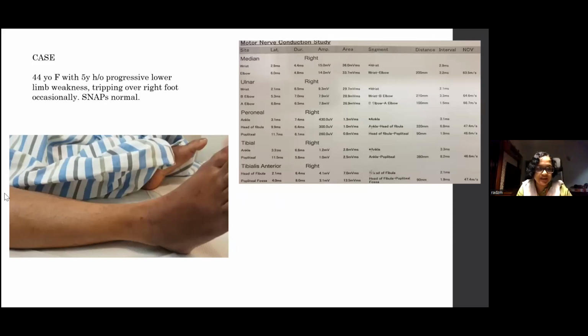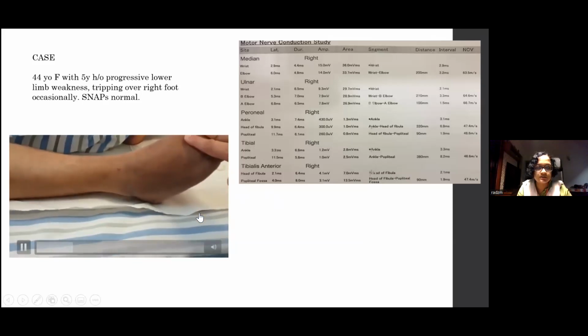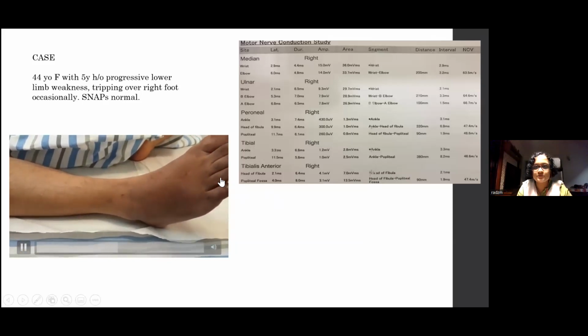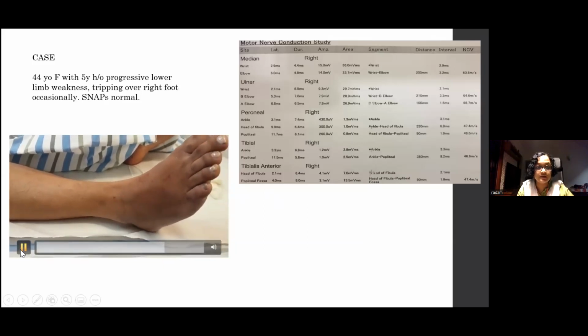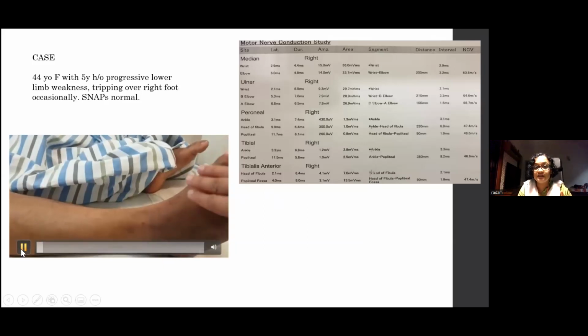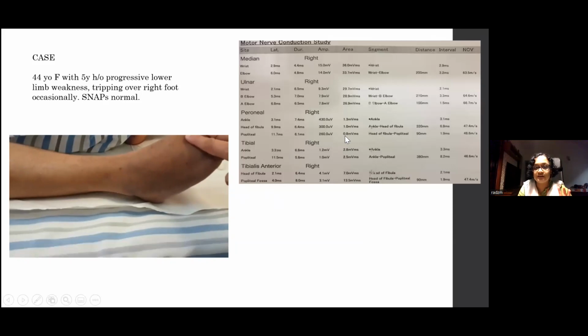Sorry, time limit, I think. So have a look at this patient. With a bit of contraction, there's weakness there in the lower limbs, weakness in dorsiflexion. And you can hear a lot of contraction going on there, you can hear in the background.